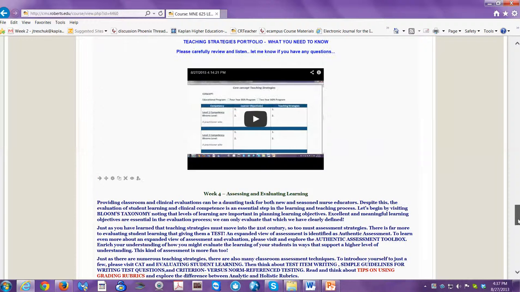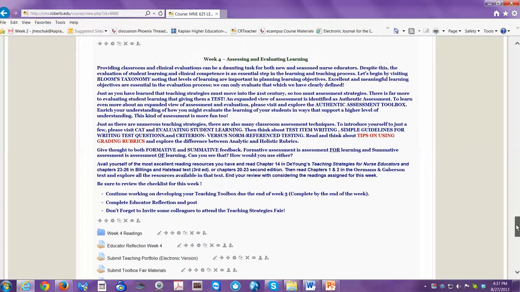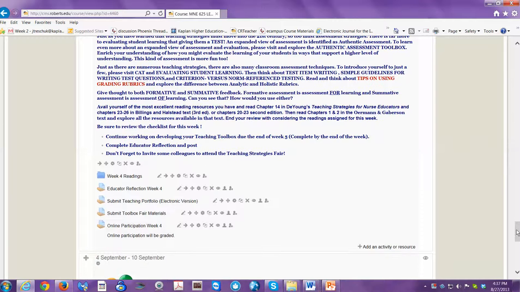I just wanted to scroll down to this coming week, which is week 4, and point out that this is the tutorial for the portfolio. Please review that. Underneath this, I will put this tutorial, so be sure you're reviewing it all. Now, I want you to be sure that you understand you're going to submit your Toolbox Fair materials and you're going to submit your teaching portfolio.